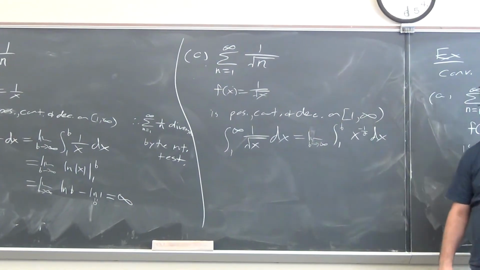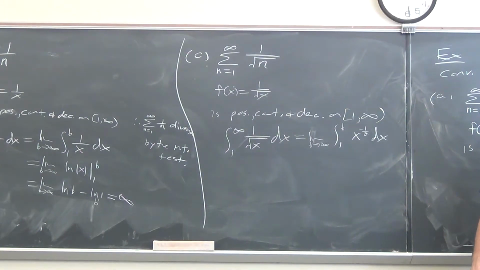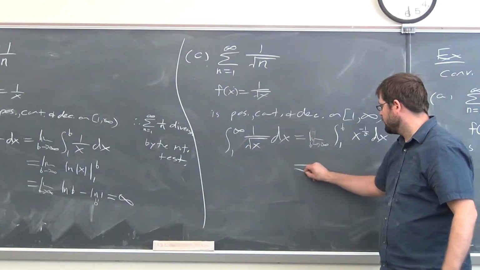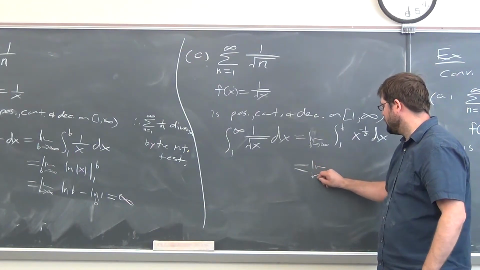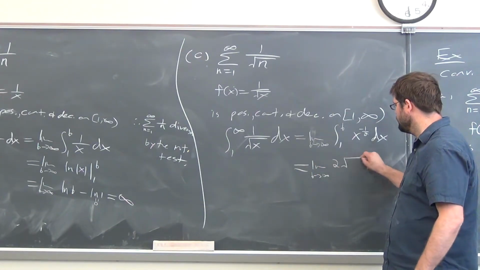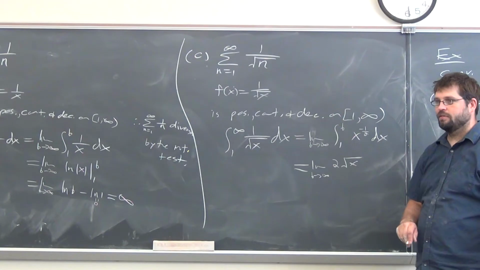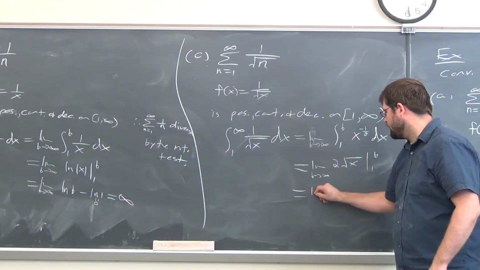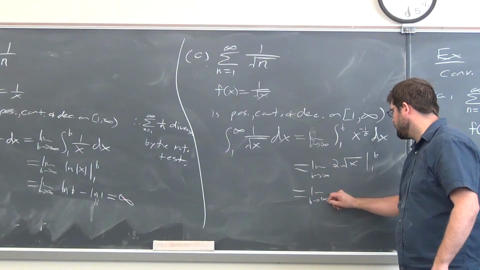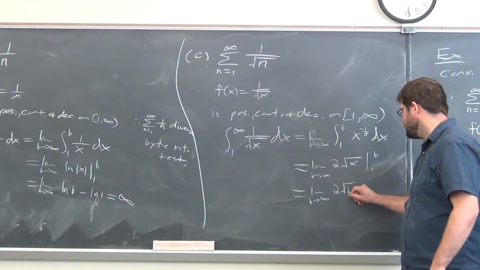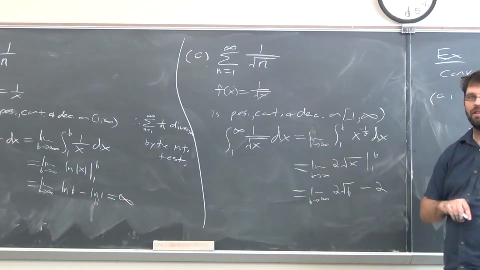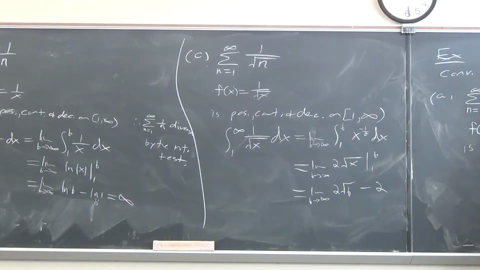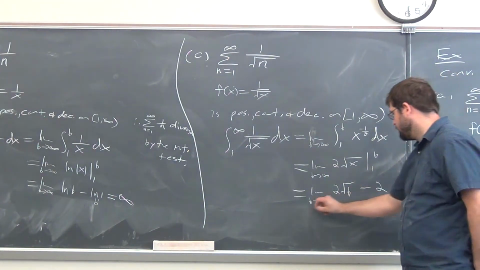So when you add 1 to that power, you get x to the 1/2. Dividing by 1/2 is multiplying by 2, right? So you should end up with the limit as b goes to infinity of 2 square root of x, from 1 to b. Plug in the b, plug in the 1, you get the limit as b goes to infinity of 2 square root of b minus 2. What does that do? It goes to infinity, right?